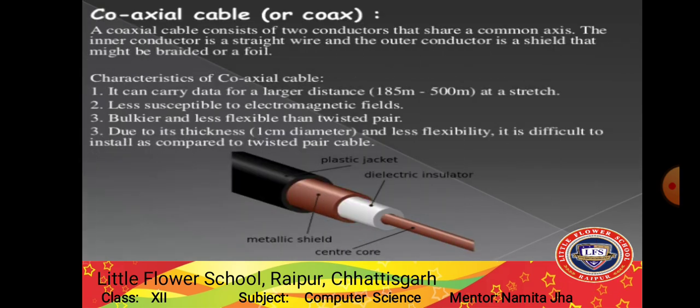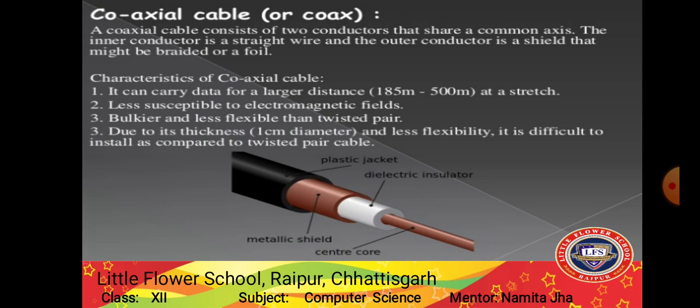Second is coaxial cable, or coax. A coaxial cable consists of two conductors that share a common axis. The inner conductor is a straight wire and the other conductor is a shield that might be braided or a foil. Some characteristics of coaxial cable.